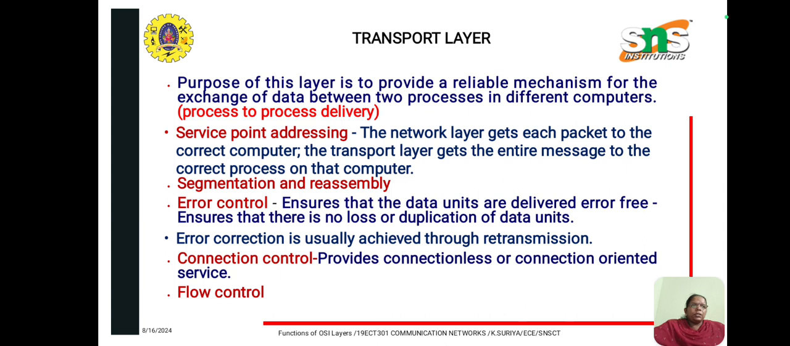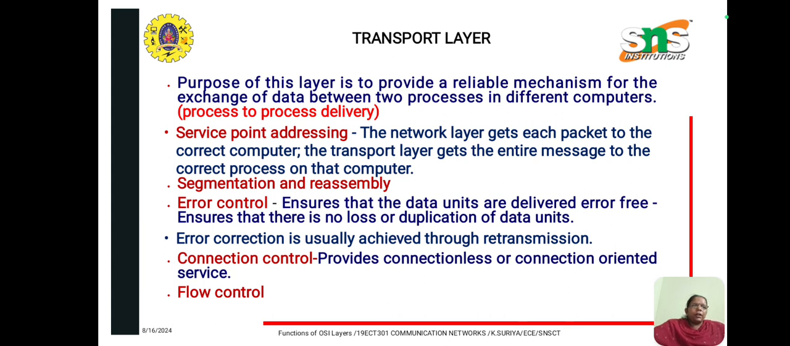A process is an application program running on a host, whereas the network layer oversees source-to-destination delivery of individual packets. It does not recognize any relationship between those packets. It treats each one independently as though each piece belonged to a separate message, whether or not it does. The transport layer, on the other hand, ensures that the whole message arrives intact and in order, overseeing both error control and flow control at the source to destination level.